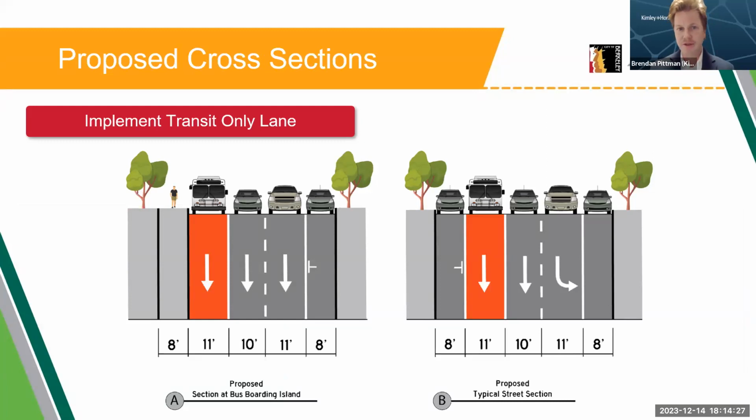As previously mentioned, the transit only lane will utilize the existing roadway width of what is today a general purpose lane. The transit only lane will be 11 feet wide, with the general purpose lanes being 10 feet and 11 feet wide. The width for the current parallel parking spaces won't change on either side. The figures on the slide illustrate the roadway cross section at two locations, one at a new bus boarding bulb, which we'll talk about later, and the other image shows where parking is allowed on both sides of the street.